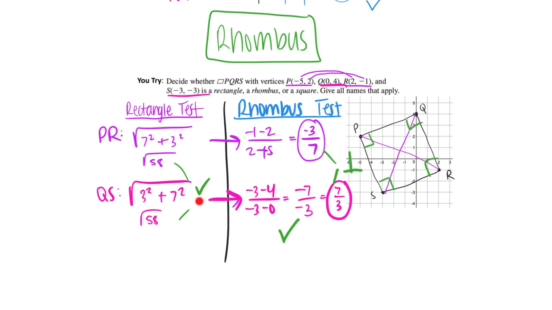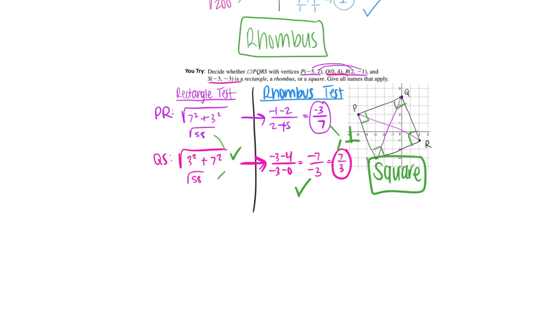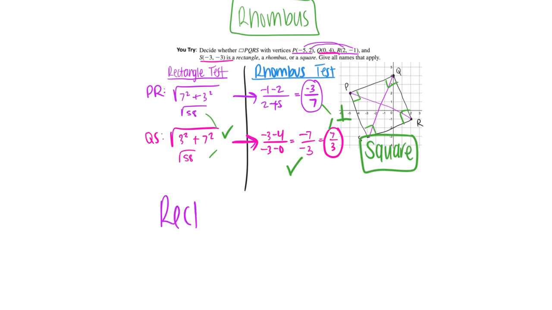So if it passes both of these, that means it's a square. It's technically all three of these shapes, right? The most specific name for it would be square, but because it says give all names that apply, it's actually all three. So I'm just going to write all three. So it's a rectangle, it's a rhombus, and it is a square.